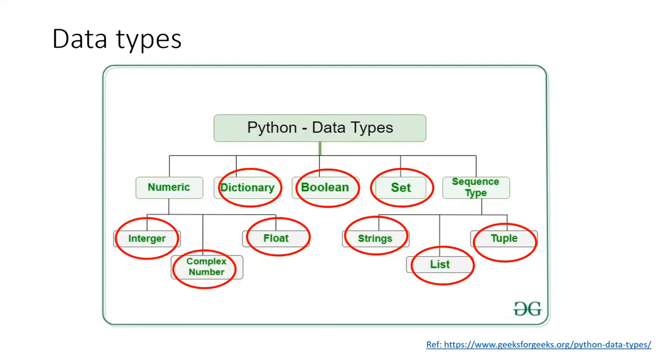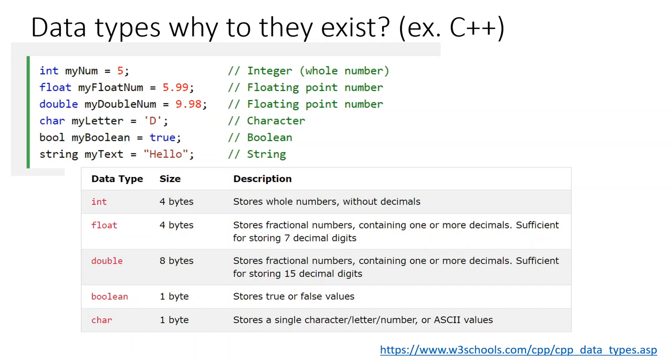But in Python, there is one optimization. Since Python runs on a virtual machine, you don't have to define the data type. It is going to automatically detect the data type and automatically assign this many bytes. This happens inside the Python interpreter, or Python virtual machine. This is one of the advantages of Python.